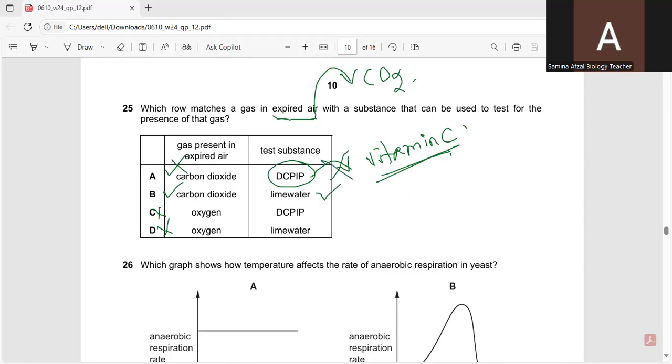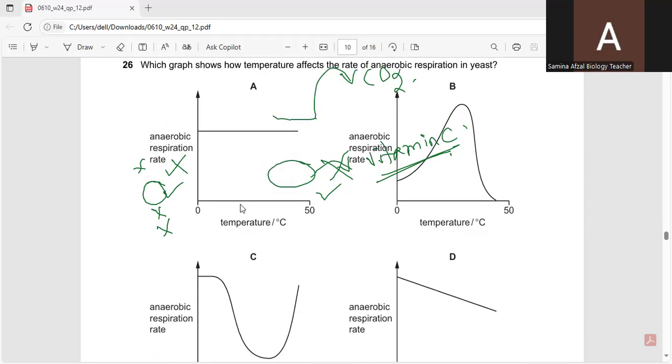Then lime water. When we pass carbon dioxide through lime water, or blow our expired air into the lime water, it will turn milky. So it shows the presence of carbon dioxide in expired air. So according to this, B is the correct option. A, C, and D are not correct. Only B is the correct option in this case.